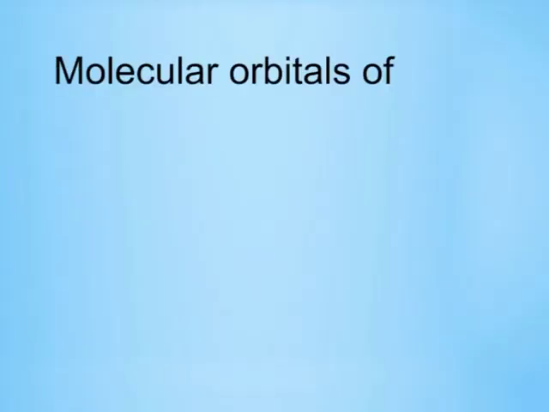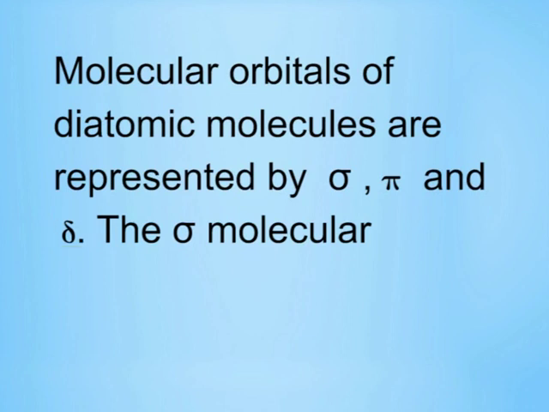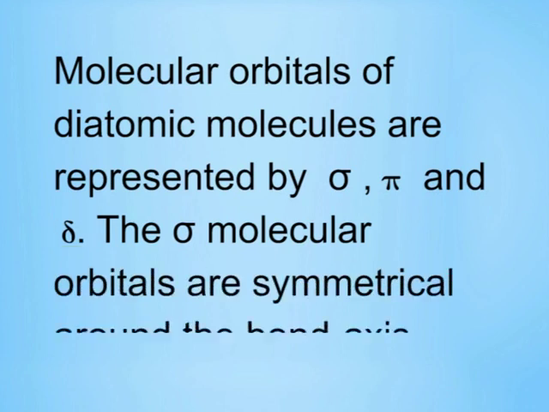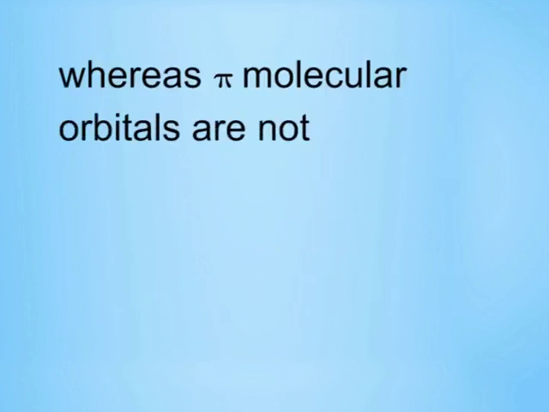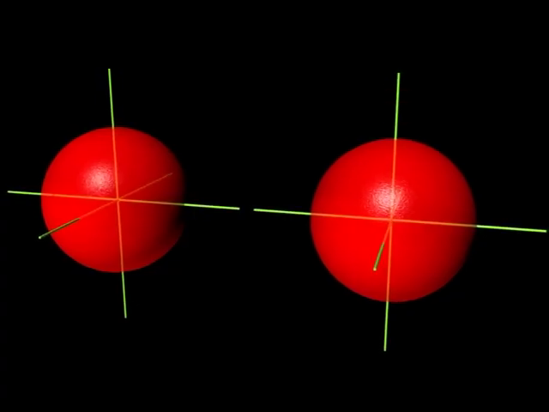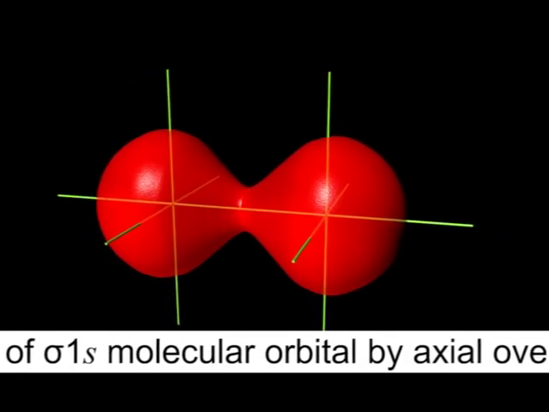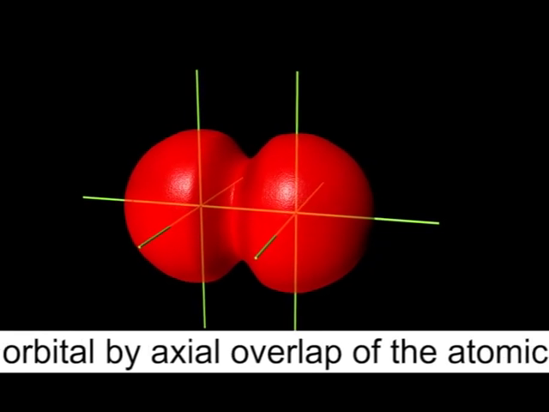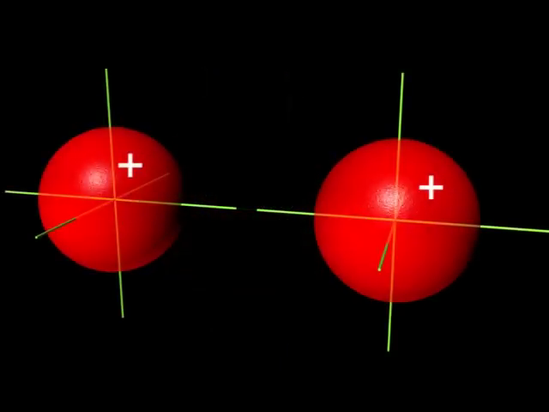Molecular orbitals of diatomic molecules are represented by sigma, pi, and delta. The sigma molecular orbitals are symmetrical around the bond axis, whereas pi molecular orbitals are not symmetrical. Let us look at the image showing formation of sigma 1s molecular orbital by axial overlap of the atomic orbitals. Here, two atomic orbitals with positive sign of wave functions are shown in red color.